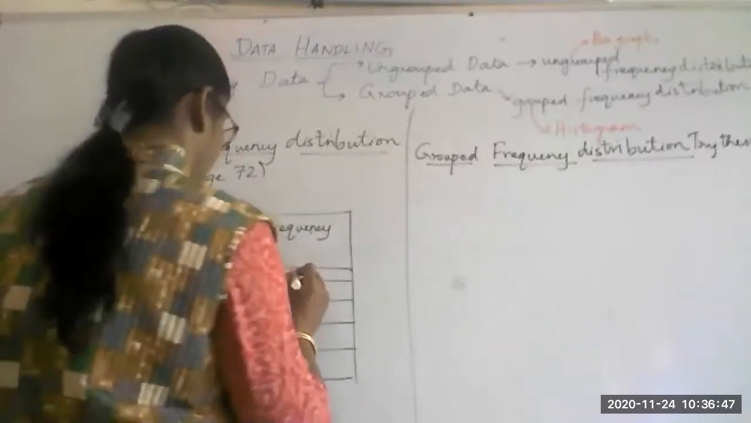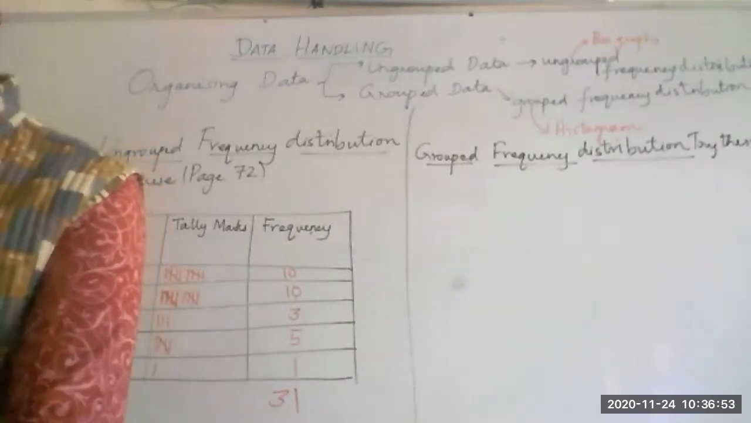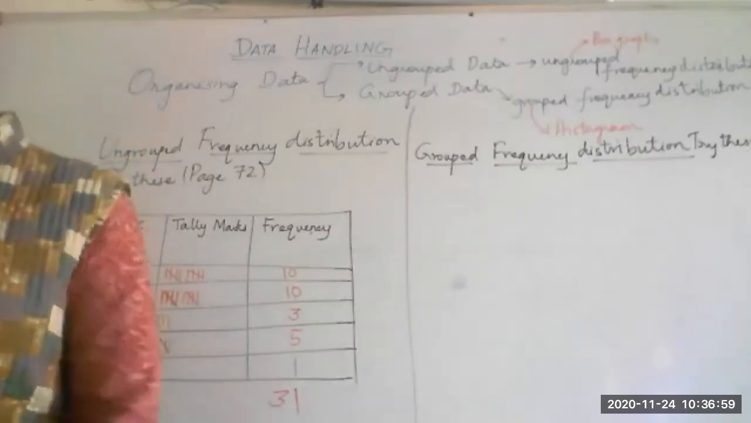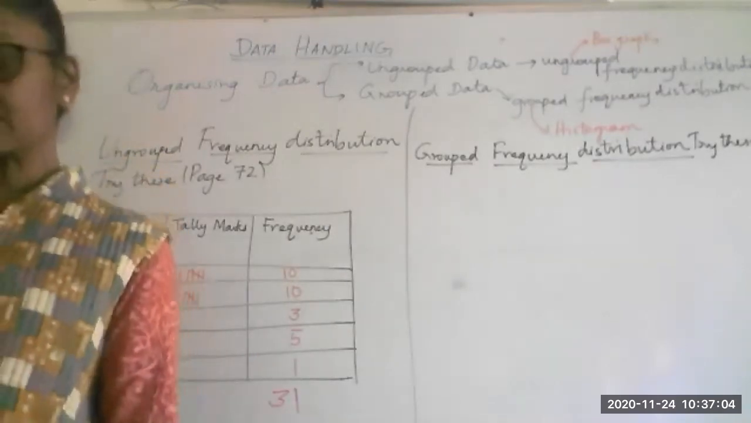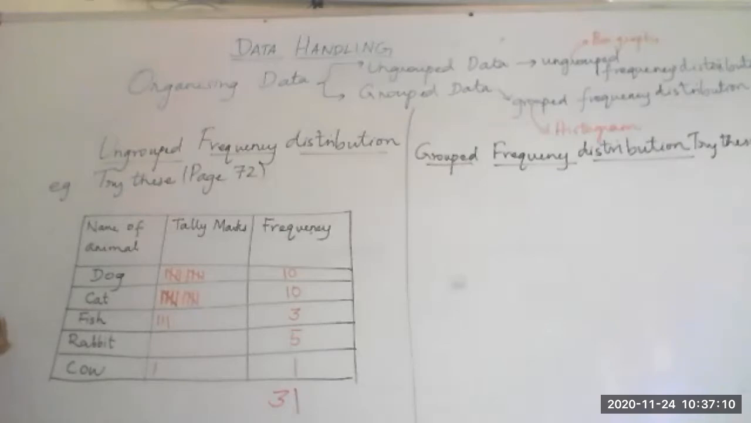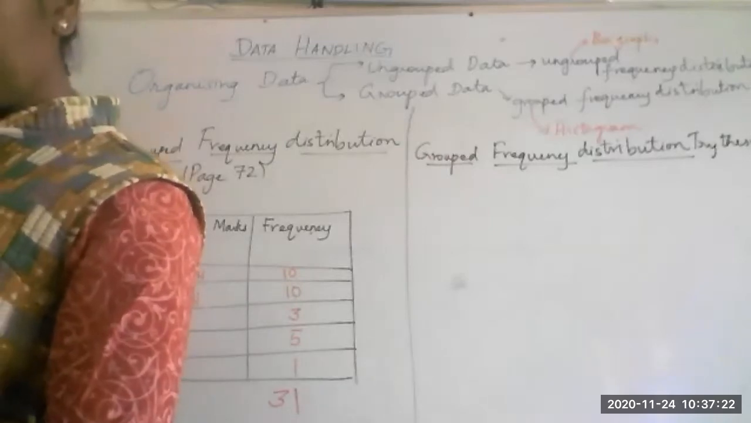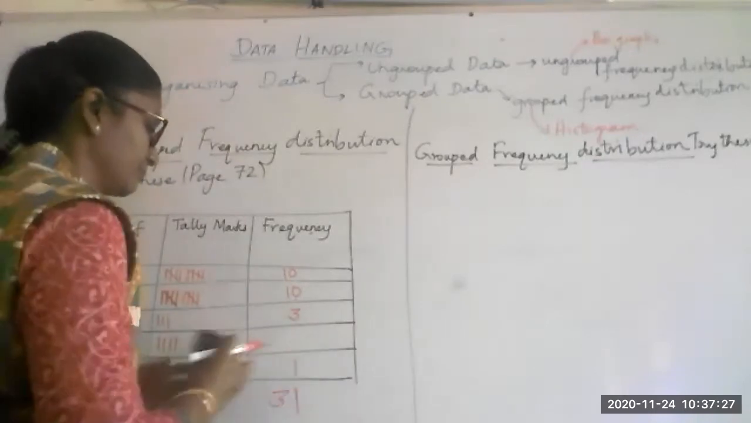Look out for the fish. Is it 3? Fish. Yeah, it is 3. What about the rabbit? I think it's a 4, not 5. Ma'am, we have added one, ma'am. Yeah, rabbit is 4, no? Is the rabbit 4 or 5? Fish, I think, is correct. It is 3. Rabbit, I am seeing only 4. Am I right? Yeah, 4 only.